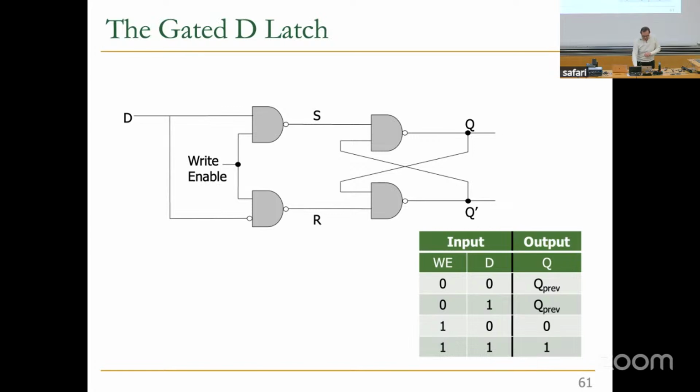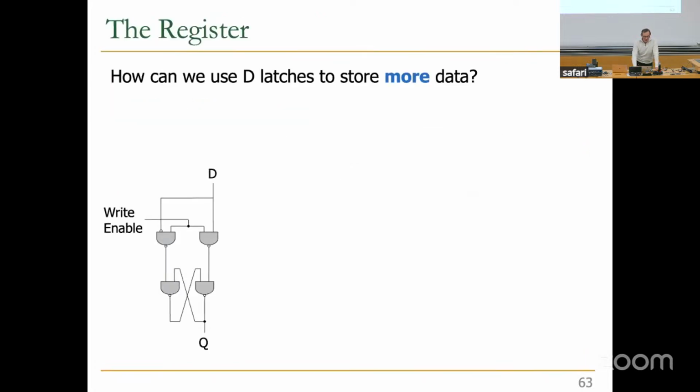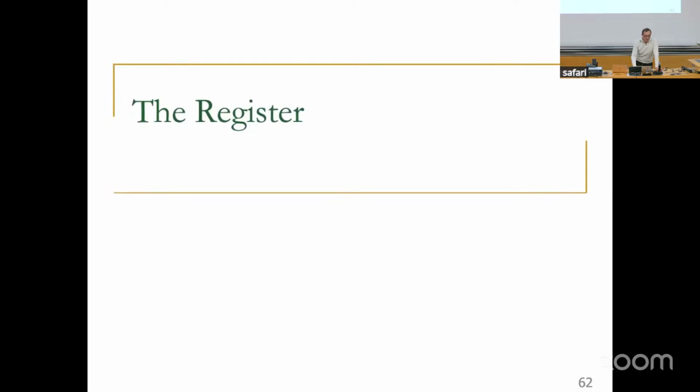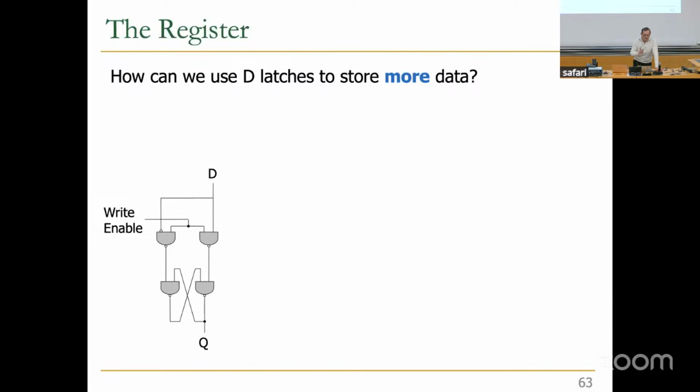Okay, so this is the gated D latch. Now we store 1 bit. How do you store more bits? I'm going to introduce the concept of a register, which is a very simple concept. You basically put these multiple D latches in parallel. So how can we use D latches to store more data instead of 1 bit?